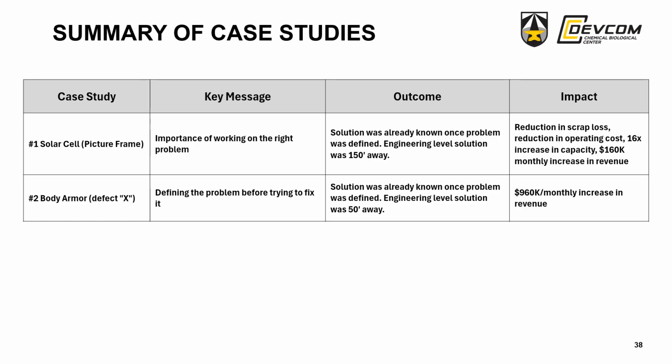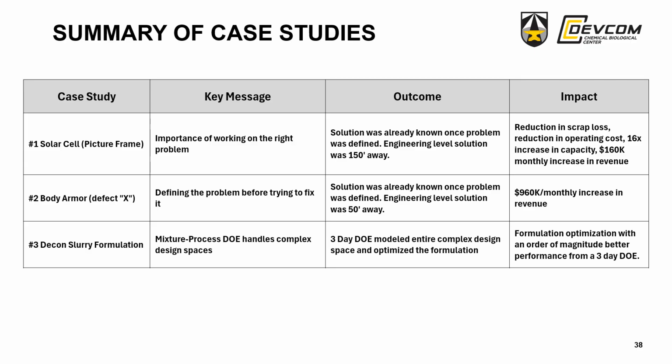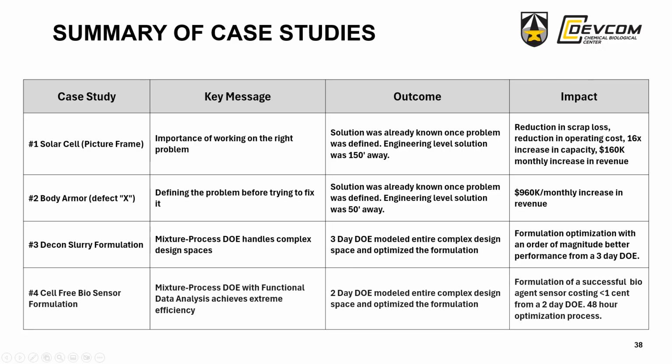So out of that $960,000 a month savings, all those solutions were no cost and were created by just defining the problem. At the Chemical Biological Center, for the decontamination slurry, we solved a very complicated design space and got a final formulation that's moving on to commercialization. It's half an order of magnitude to an order of magnitude better than what we started with. And the cell-free biosensors, we've given that team a process where they can evaluate.